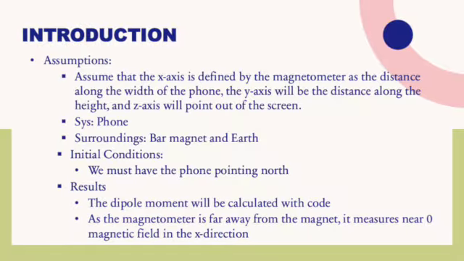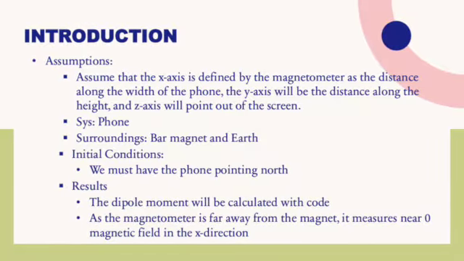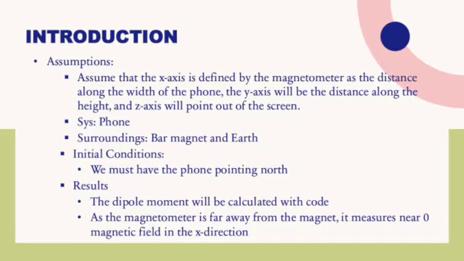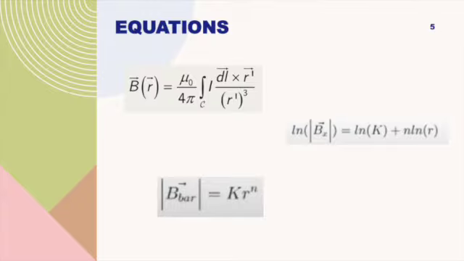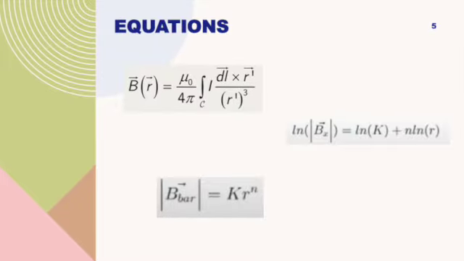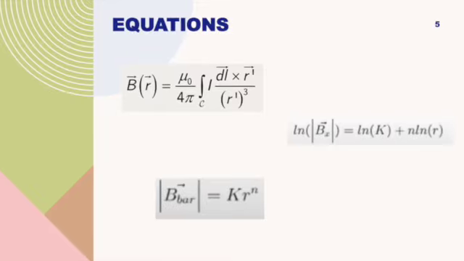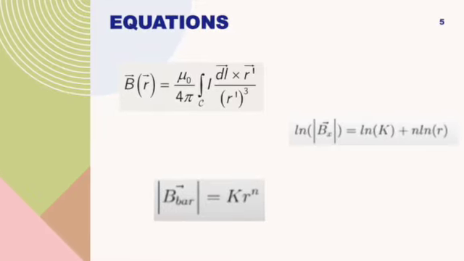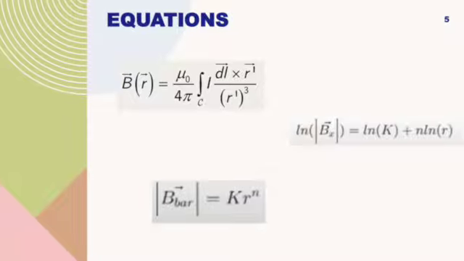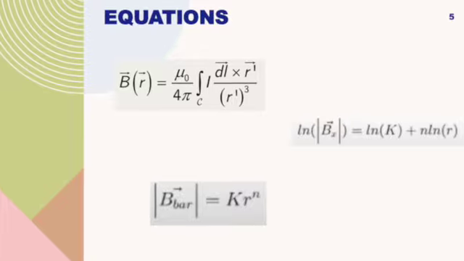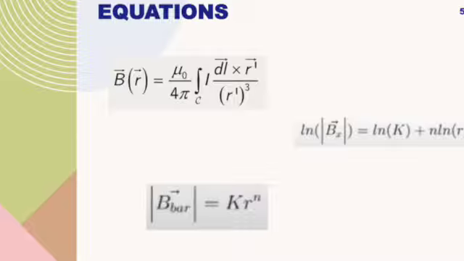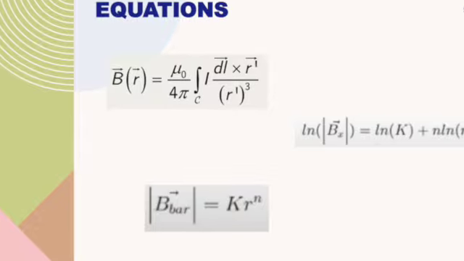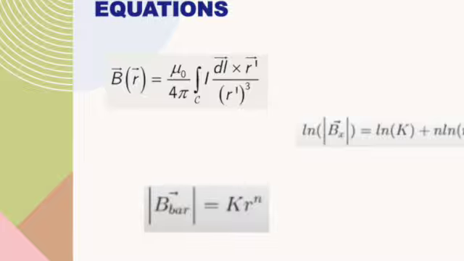The final results I got are that the dipole moment will be calculated with code, and the magnetometer is far away from the magnet and measures near zero magnetic field in the x direction. A few equations I used: in the top left is what I used to calculate magnetic field. It's the Biot-Savart law. And the two on the right and the bottom left I used to calculate the field versus the distance for the bar magnet, which is needed to find N, K, and U.